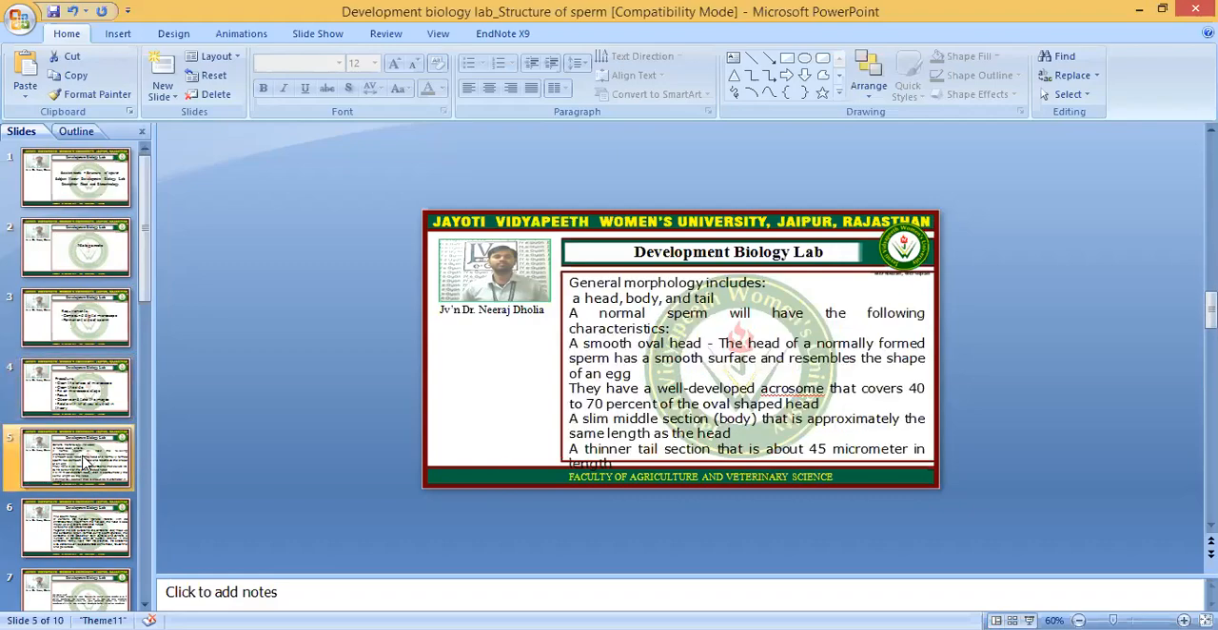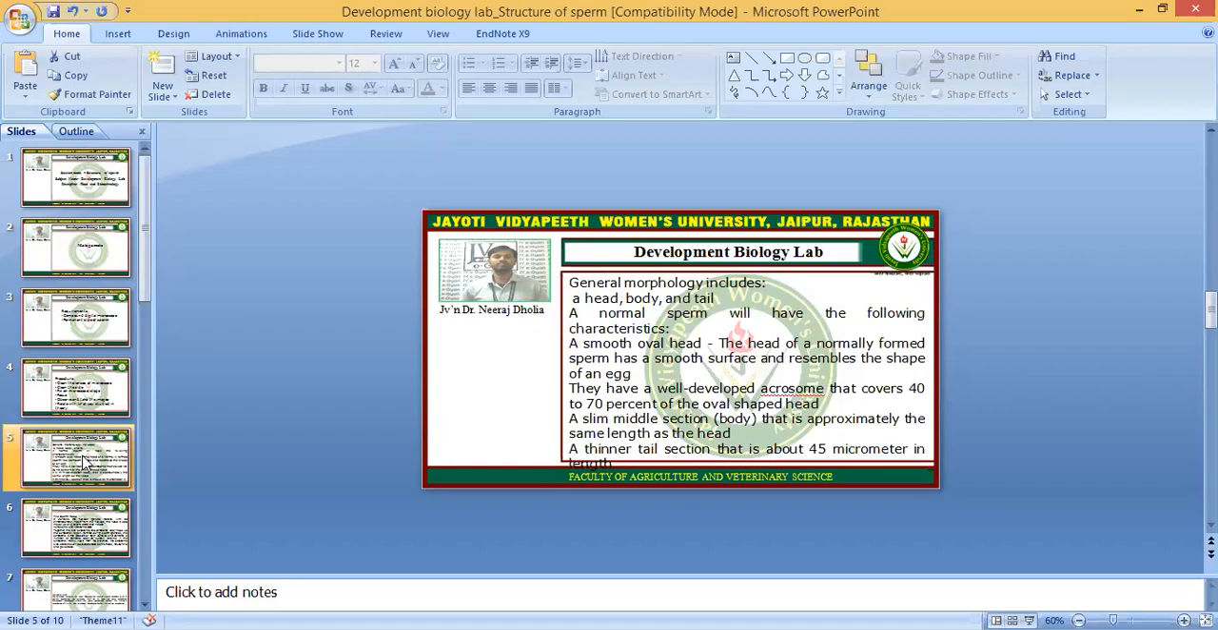So in the digital microscope, you will observe the male gamete, that is the sperm, and the general morphology of the male gamete includes three parts: head, body, and tail. The normal sperm will have the following characteristics. First, a smooth oval head. The head of a normally formed sperm has a smooth surface and resembles the shape of an egg.